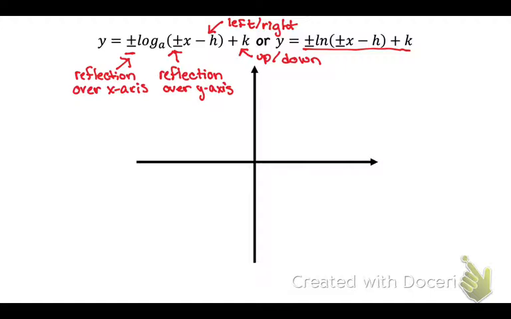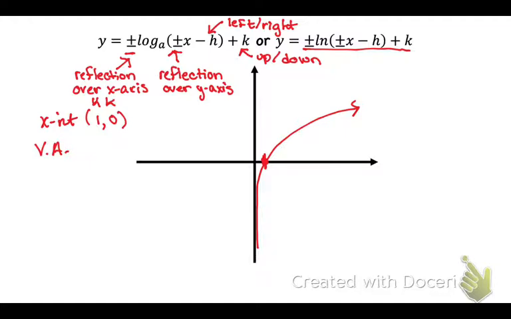So we said it went through 1, 0. So we're going to move the x-intercept, right? That's what's going to move left, right, up, down, right? That's my anchor point. I'm also going to move my vertical asymptote. What would change? My h and my k change this, correct? How about I put h and k instead of k and k? H and k do that, correct?